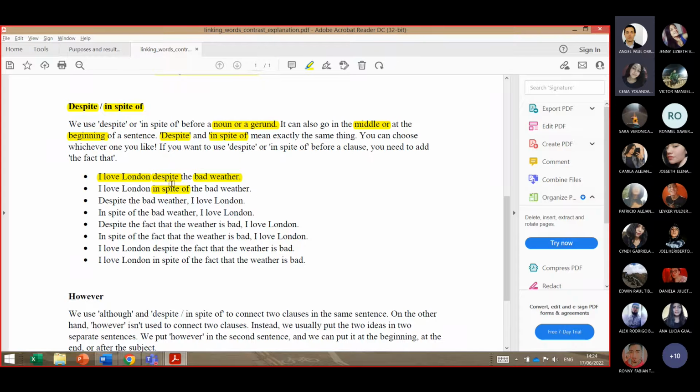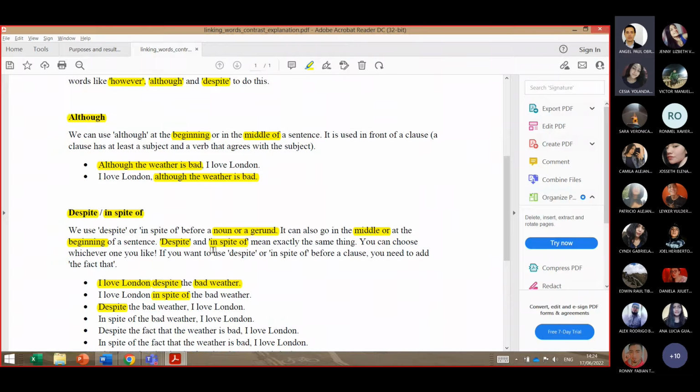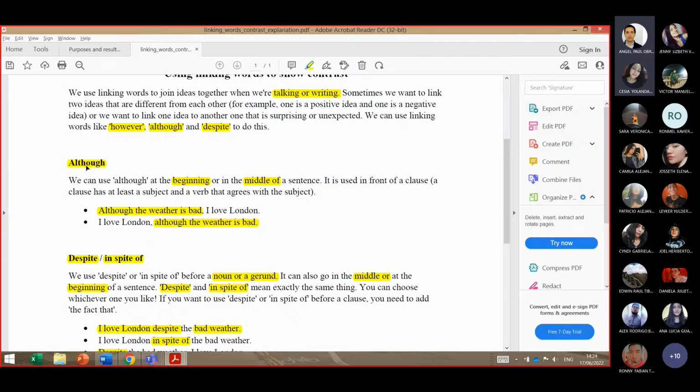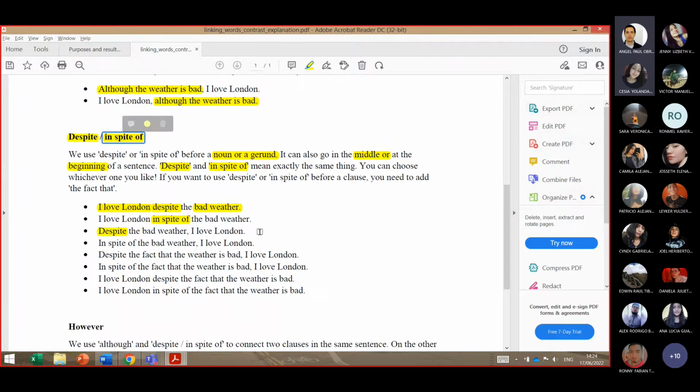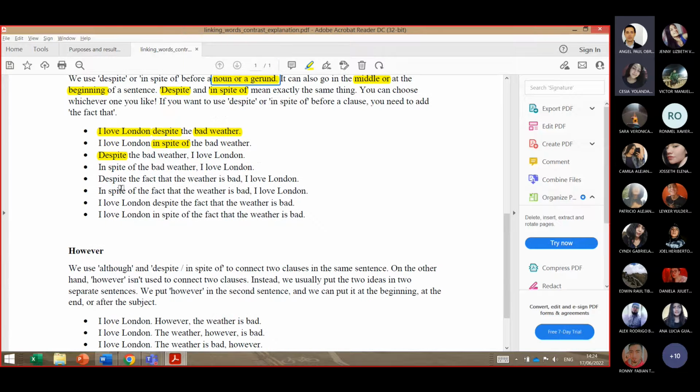Entonces miren cómo utilizo los dos, tienen el mismo significado, ¿no? O puedo poner al principio, despite the bad weather, I love London. In spite of bad weather, I love London. ¿Sí? O sea, los dos significan lo mismo, ¿no? Although, despite, in spite of. Pero la diferencia es que aquí estos dos tienen que estar antes de un sustantivo o un gerundio. ¿Sí? Miren aquí. Despite the fact that the weather is bad, I love London. I love London despite the fact that the weather is bad.